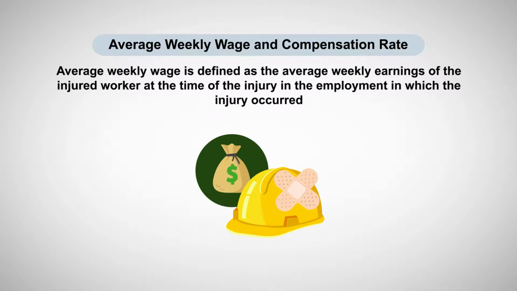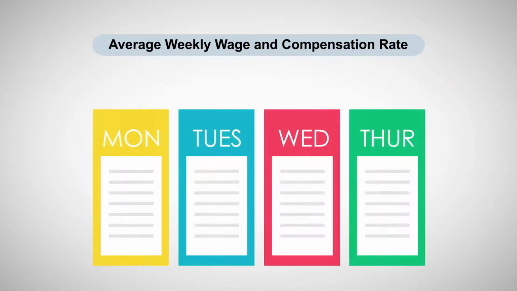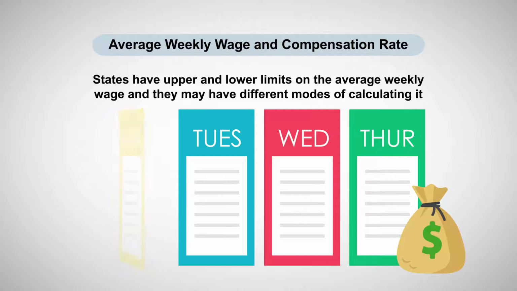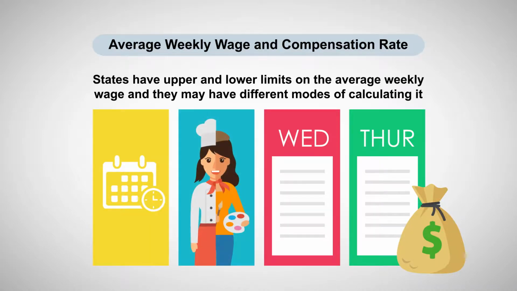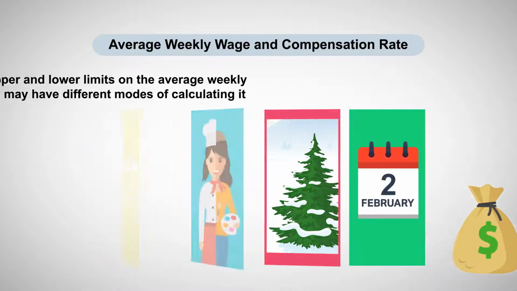Average weekly wage is defined as the average weekly earnings of the injured worker at the time of the injury in the employment in which the injury occurred. This will vary state by state for several reasons. States may use different lengths of time prior to the date of injury to calculate the average weekly wage. Often, states have upper and lower limits on the average weekly wage, and they may have different modes of calculating it, depending upon how long the employee has worked for the employer, whether the employee was also working another job, whether the worker was employed seasonally, and the date of the injury, and other considerations.